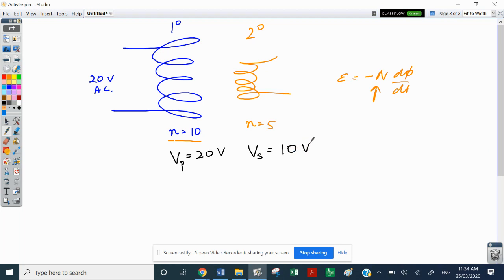Now that means that this is going to be what we call a step-down transformer.